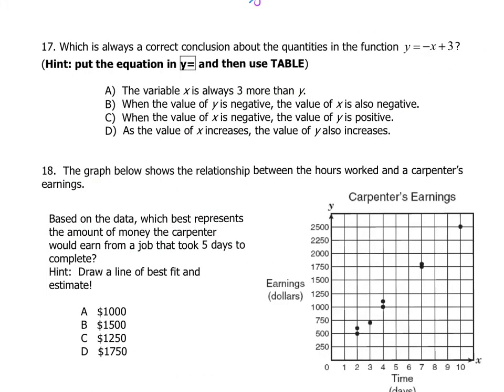On number 17, we've given you a nice hint. It says, which is always a correct conclusion about the quantities in the function y equals negative x plus 3. The easiest thing to do is to put this in your y equals and then look at your table by hitting second graph. So I'm going to write down a few of the numbers from the table, since I don't have my calculator.